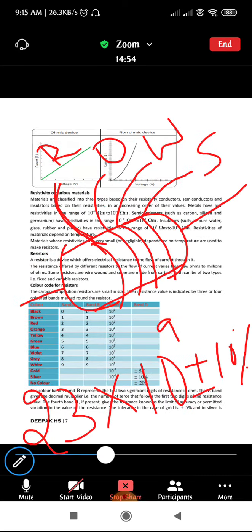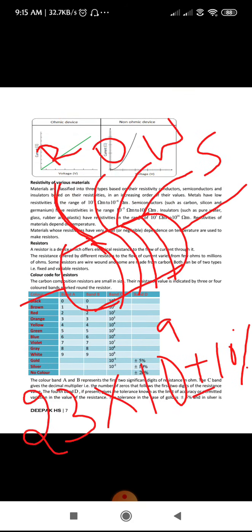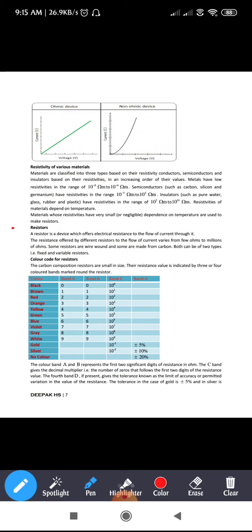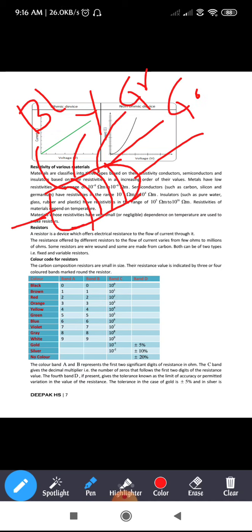Okay, let us take another example so that it will be easy for you. Again, I'll take one more resistor here. Let me take the first band as black, the second band as yellow, the third band as green, and the fourth band as gold.